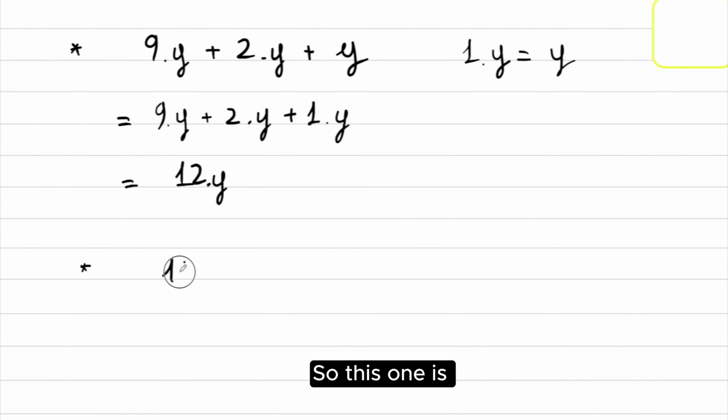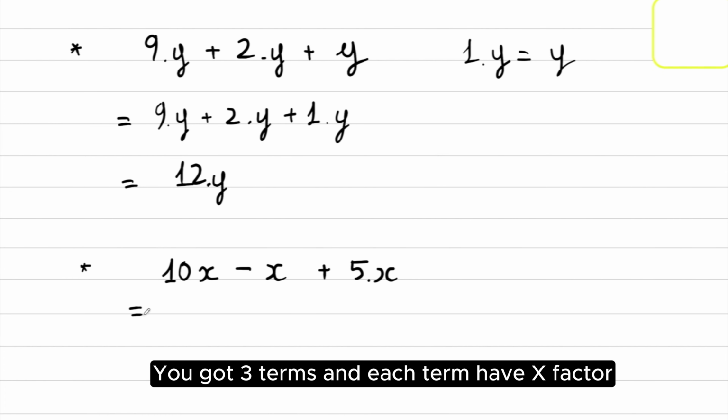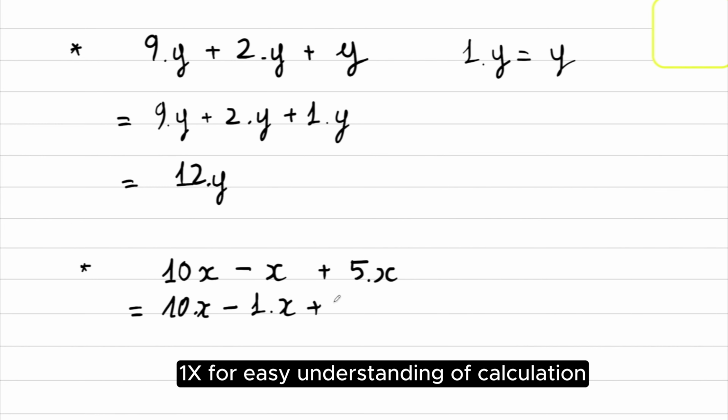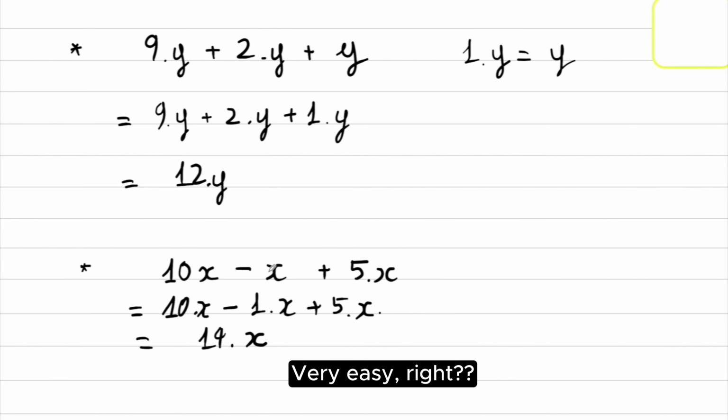Understood? Okay, so this one is 10x minus x plus 5x. Okay, how about this one? I can see here you have 3 terms, and each term has an x factor. So another way to write this one, I will write 1x for easy understanding or calculation. 10 minus 1 plus 5. 10 minus 1 plus 5 is 14x. 14x. Okay, very easy, right?